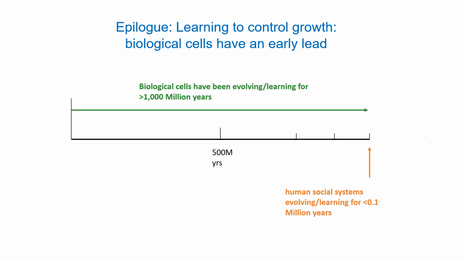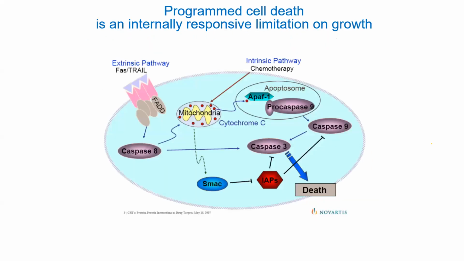So learning to control growth, biological cells have a bit of a lead. They've been around for 1 billion years at least. And human social systems have been evolving, learning for less than 1/10 of a million years. So we're very, very new at this. Programmed cell death is an internally responsive limitation on growth that biology came up with. This is how biology does things. There's a method internally that says, okay, you've grown too much, that's the end of growth, you die.